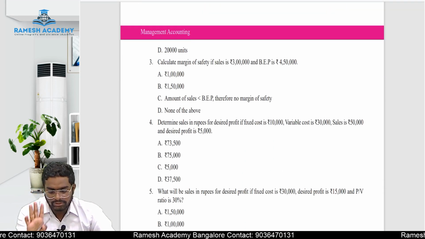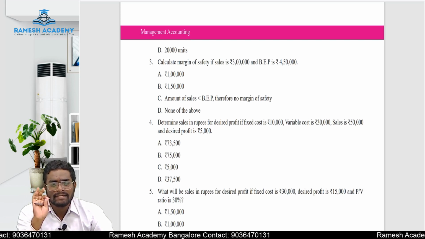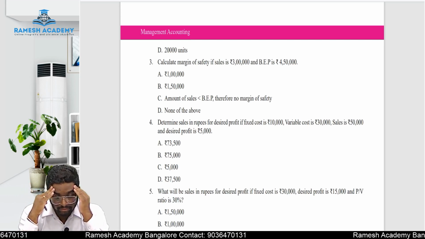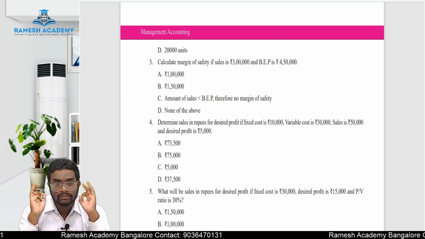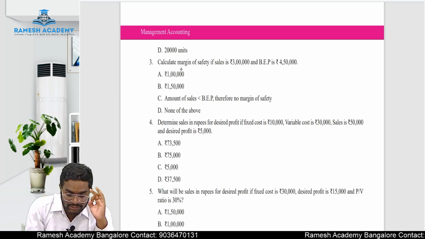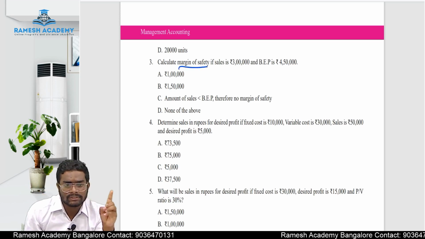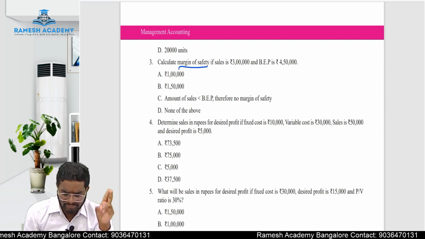Next we'll go to the third one. So now this question is bit tricky. Please give your attention here. So first they are telling that we have to calculate the margin of safety. To calculate margin of safety we need two things. One is the profit, one is the PV ratio.